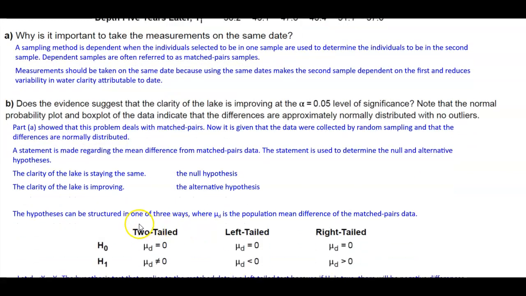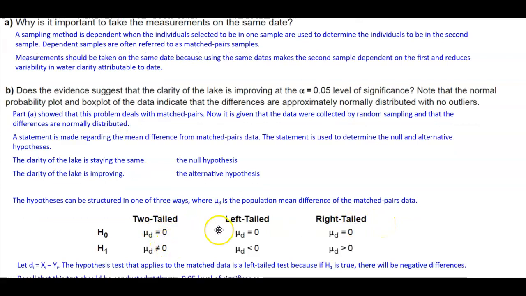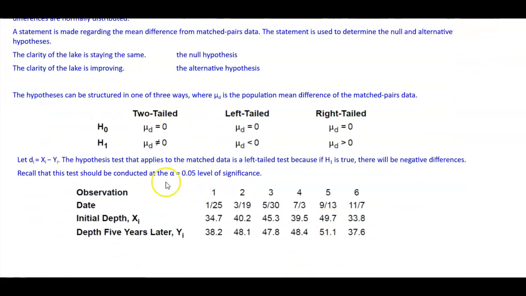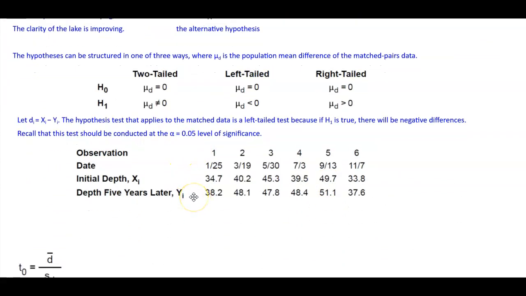Now, the hypothesis can be structured in one of 3 ways, where the mean of the differences is the population mean difference of the matched pairs data. Here we have a two-tailed, a left-tailed, and a right-tailed. Now, let's take a look at the differences from x minus y, meaning that we let d subscript i equal x subscript i minus y subscript i. We're going to create another column, d subscript i, which is the differences.